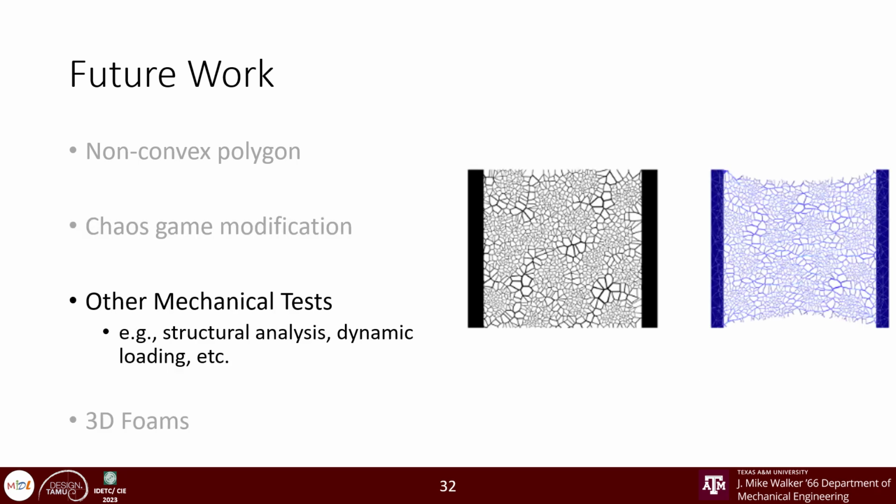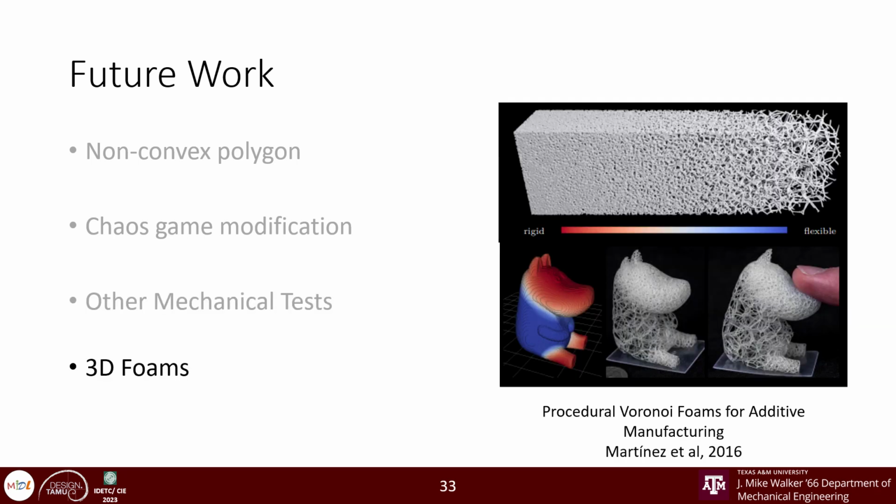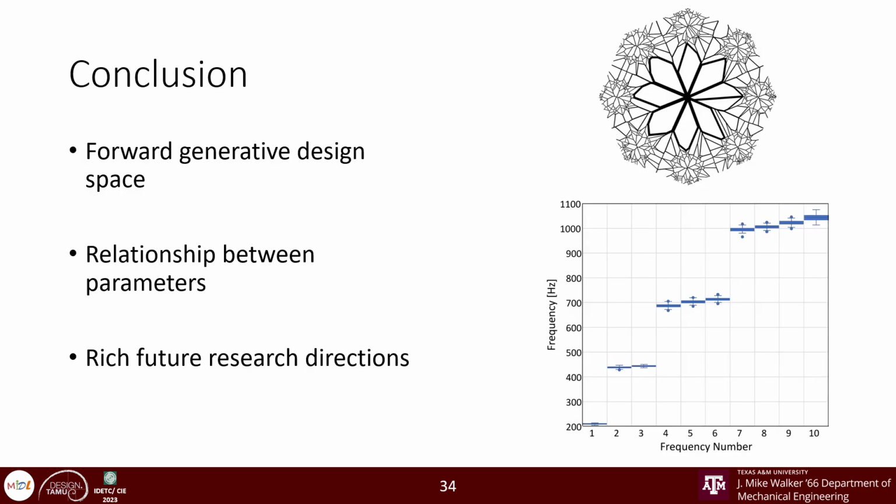We would also like to use other testing methods for the structure to determine if there are similarities in other mechanical behavior. This example is pulled from our journal extension of this work, where we conducted tensile testing of the structure. This will be published soon, and you can look at it there. We also think that an exciting future direction is using the chaos game as Voronoi sites for generating 3D foam structures.